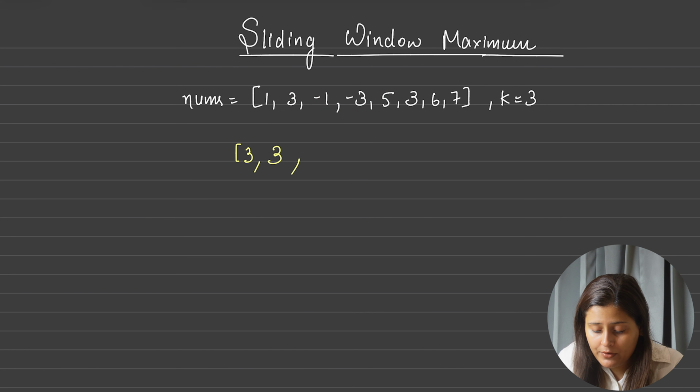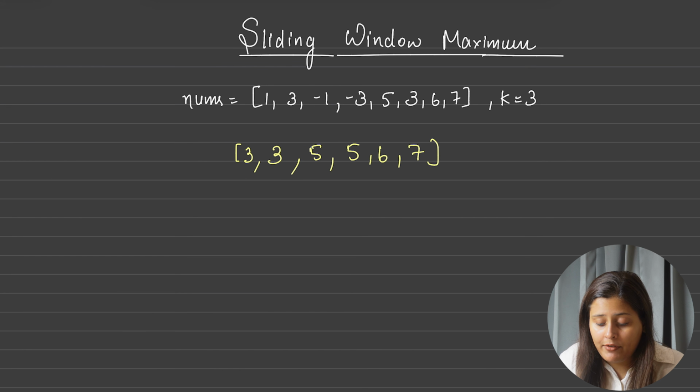Now in the third window, if you see, 5 value is maximum, so we will put 5. Next time in the next window, again 5 is the maximum, and next time 6 is maximum, and next time 7 is maximum. So hence again 5, then 6 and then 7. So this will be our resultant array.